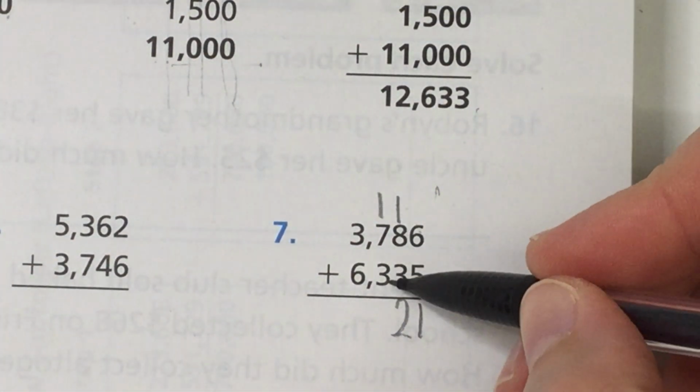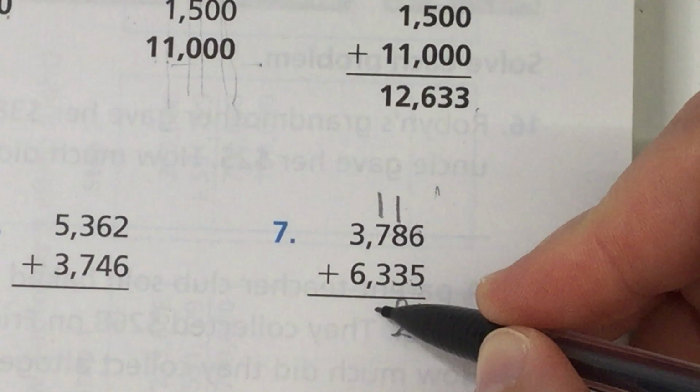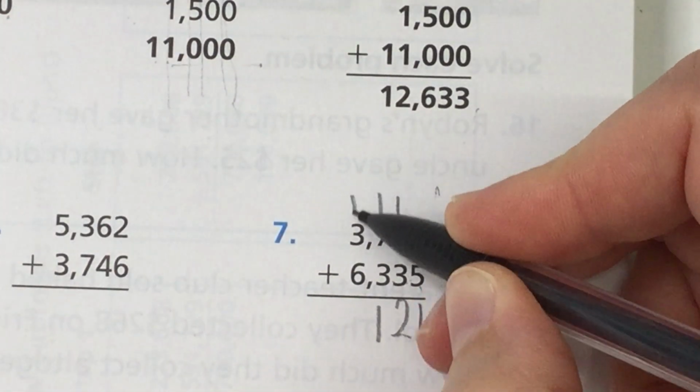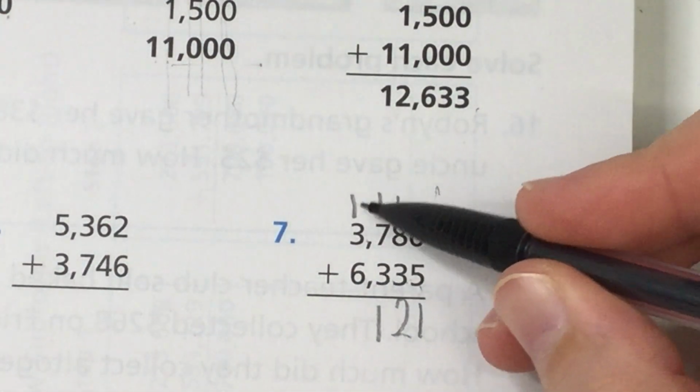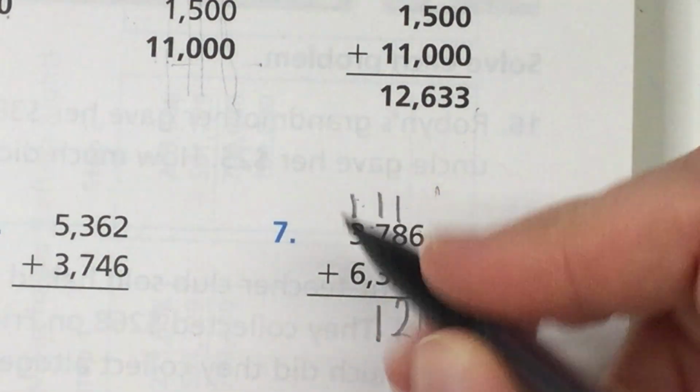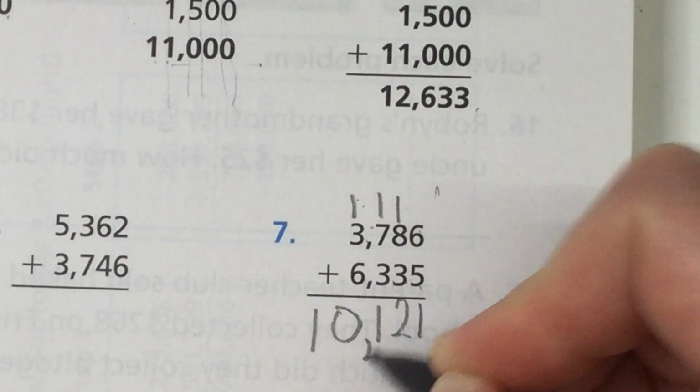7 plus 1 plus 3 is 11, because 10 plus 1 is 11. 1 down there, 1 regrouped. 6 plus 3 plus 1, 9, 10. 10, and then a comma.